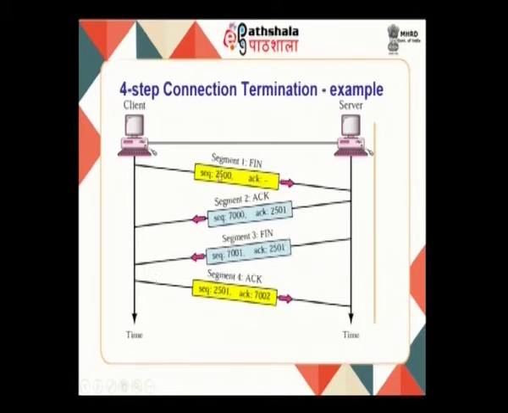What is it that we are seeing here? This is A, the client, sending a FIN segment with a sequence number of 2500. In response to that, the server sends back an ACK with 2501 and the sequence number is 7000, the data that it is sending. Then the server decides to close the connection. It sends the next segment with the sequence number of 7001, and it sends a FIN packet. In response to that, the client will send back an ACK with the sequence number 2501 and its acknowledgement as 7002. So, this is how the 4-step connection termination will take place.